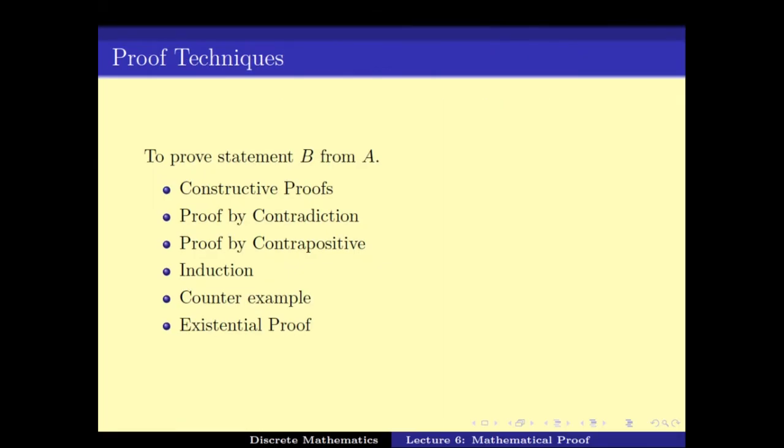There are different proof techniques for attacking this problem of A implies B, different mathematical proof techniques. I have listed down some of them: constructive proof, proof by contradiction, proof by contrapositive, induction, counterexample, and existential proof. We will go over them one by one and see the different proof techniques. Again, I repeat, all of them are mathematical proof techniques and none of them are empirical or experimental proof techniques. So finally, all of them will give you a 100% accurate proof of a theorem.